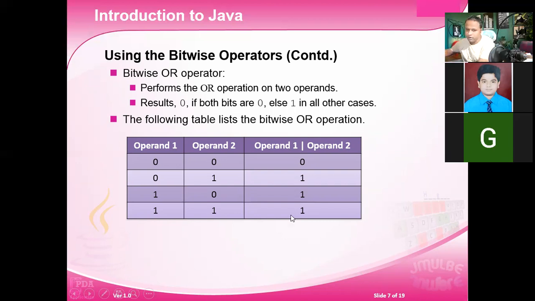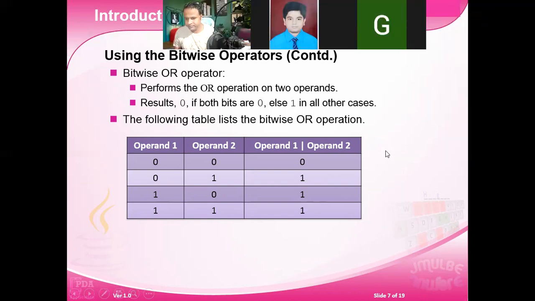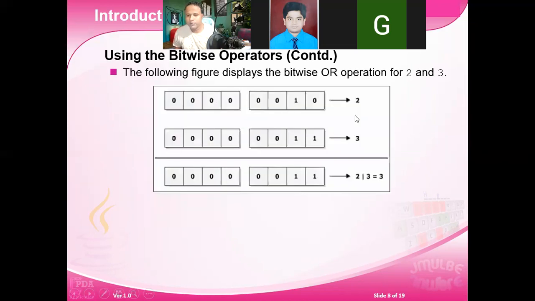So in the case of the OR operator, it performs an OR operation on the two operands. If both bits are false, it returns false. False true returns true. True false returns true. True true returns true. So it is a bitwise OR operator. Taking the bit representation of 2 and of 3, true true is true, false true is true. So 2 OR 3 gives 3.